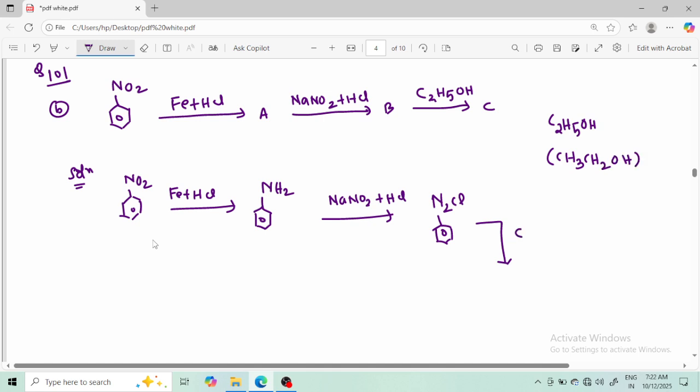Okay, so with C2H5OH, this is the preparation thing. So what will happen? You will get only the benzene ring, yes or no? This is the before coupling reaction. We did some chemical reactions, right? That is that one. All right, let's try another question.